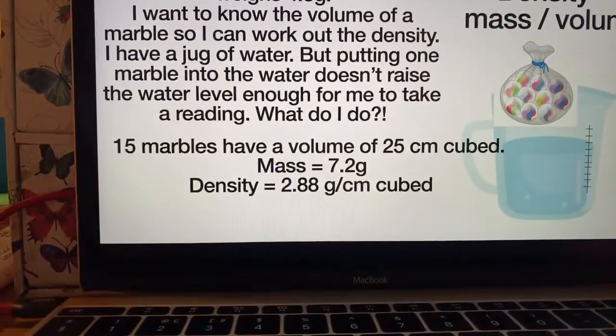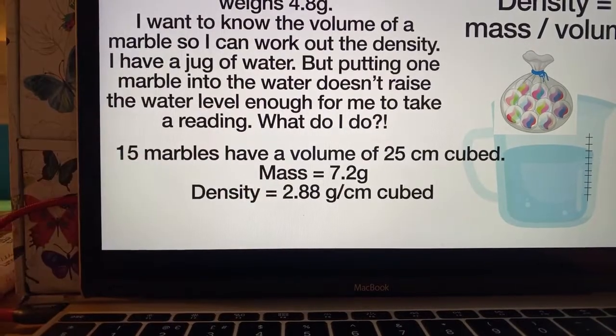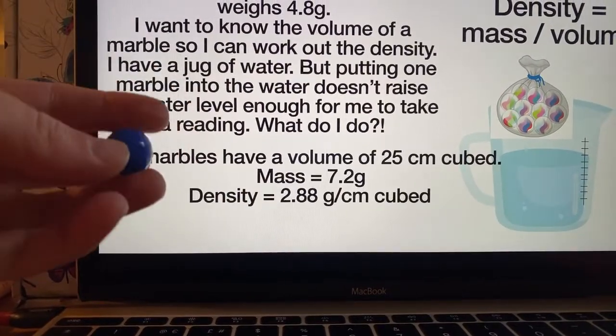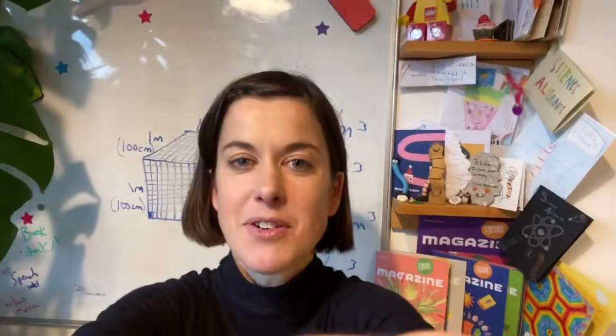There you go. So I got a density of 2.88 for my marbles, and the density of glass is 2.5, and I'm not entirely convinced that this marble is totally made of glass. Most marbles have got all kinds of other stuff in them.